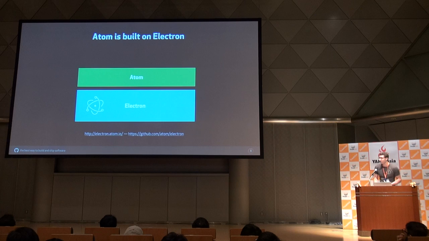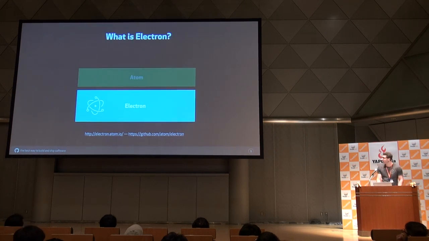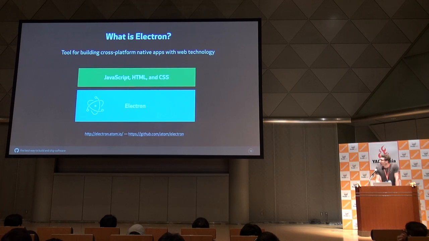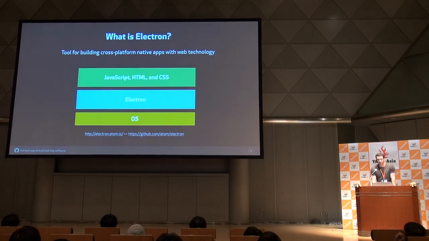So Atom is built on this thing called Electron. What is Electron? It's a tool for building cross-platform native apps with web technology. It was developed by us at GitHub, specifically for Atom. You have JavaScript and HTML and CSS up here, and it just calls into Electron. It could say, Electron, create a window. Electron, add menus to this window. Electron, load this web page. Electron has all these APIs that can do native level things. And then Electron is just this abstraction layer over the operating system. So when you say Electron, create a window, it goes into whatever system it's running on and creates the correct kind of window.